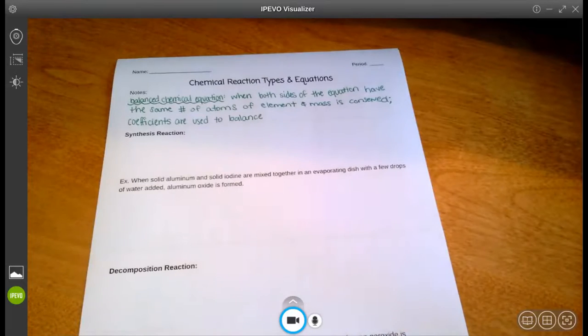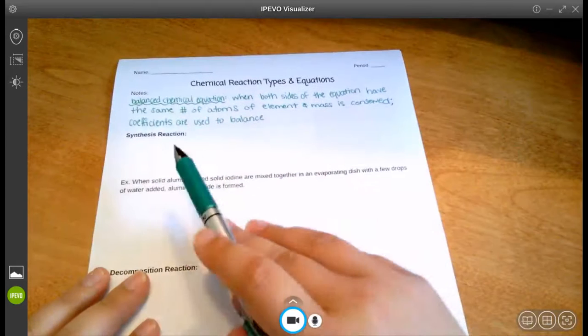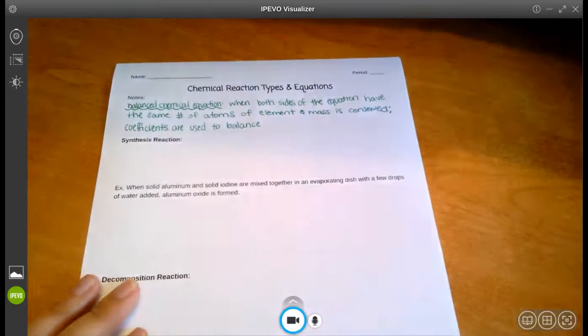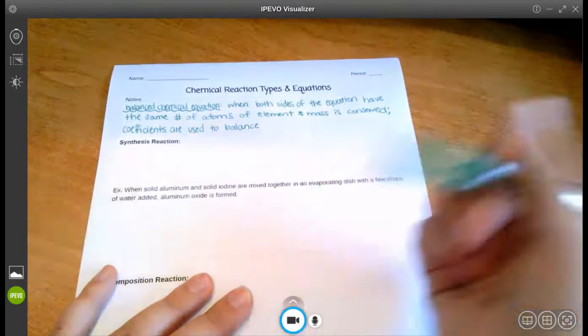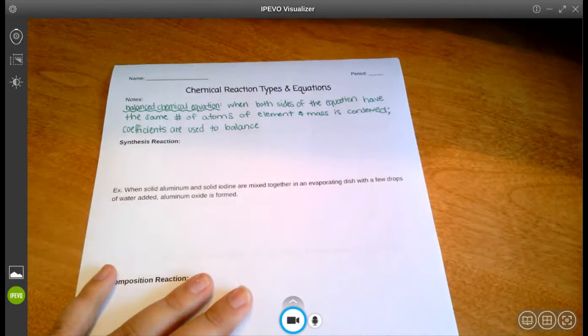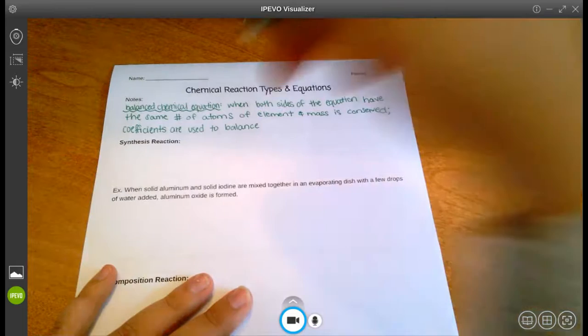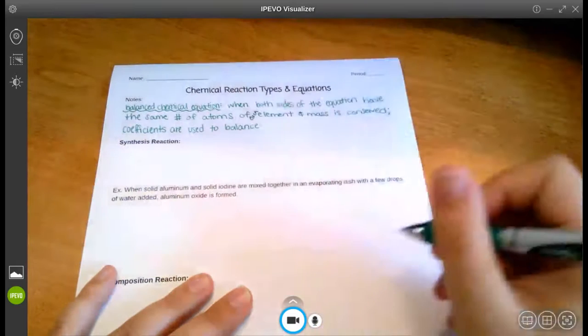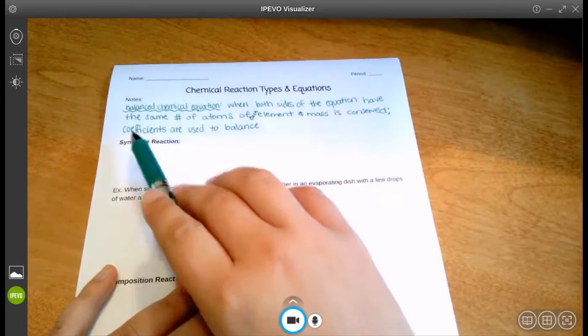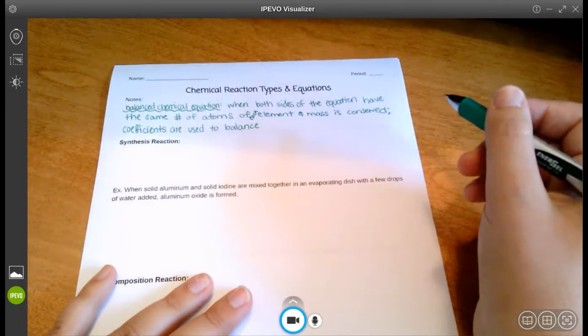So today we're going to be going over the chemical reaction types and equation notes, specifically the synthesis reactions. First things first, let's just define what a balanced chemical equation is. I hope you can see this okay. A balanced chemical equation is just when both sides of the equation have the same number of atoms of each element, and mass is conserved. Coefficients are used to balance.